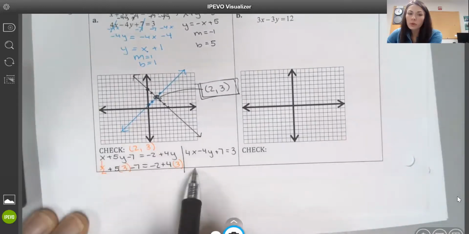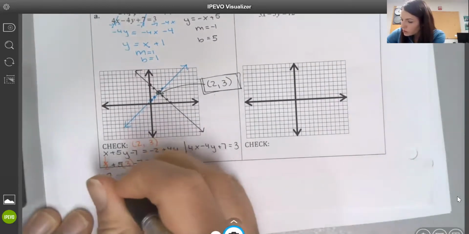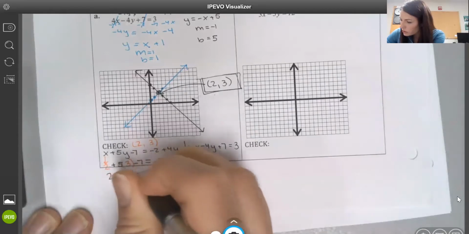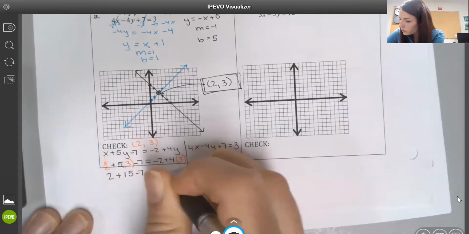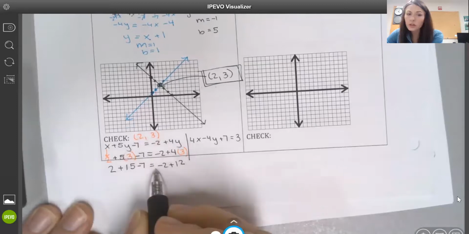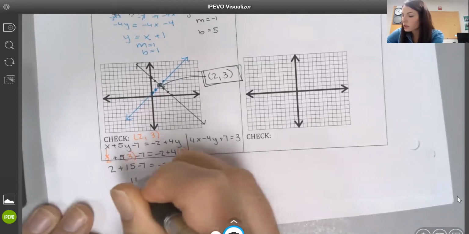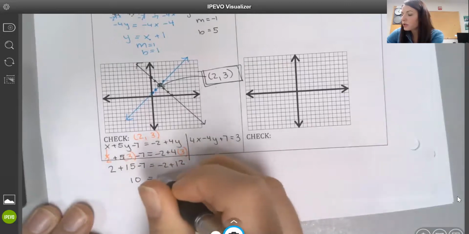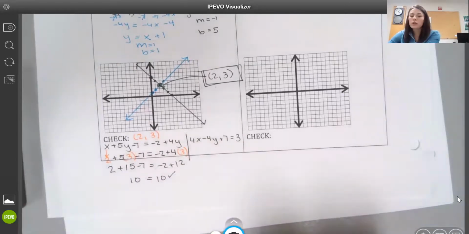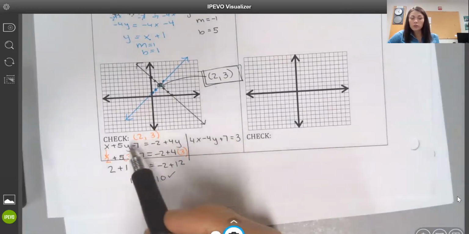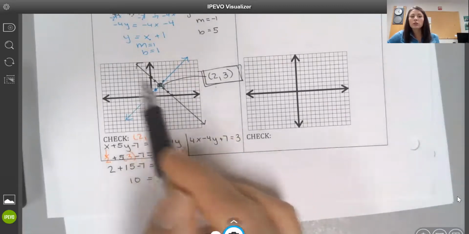So now cleaning up what I substituted in here, I'm going to get just a little order of operations, do that multiplication first. And now I'm just going to go left to right with my addition and subtraction. So it would give me 17 minus 7 or 10, and negative 2 plus 12 gives me 10. Okay, so far so good. It works, 2, 3 works in my first line, but it needs to work for both.